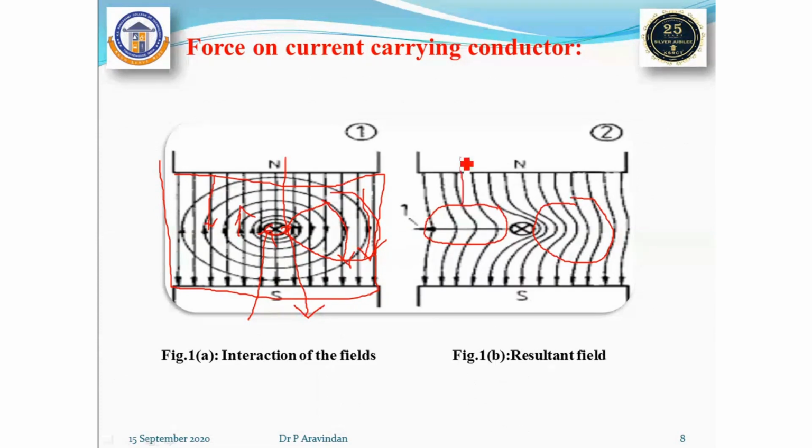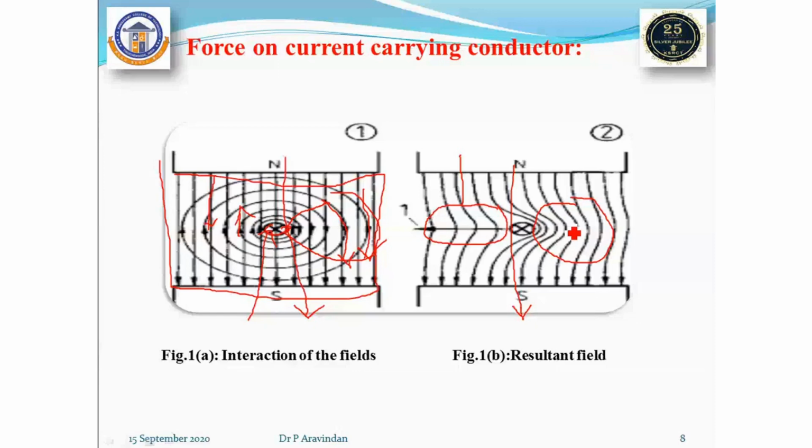Now this crowding of flux always tries to maintain the straight line, or always tries to maintain its original path. So because of crowding, it will have a bend like this. It is like a stretched rubber band.